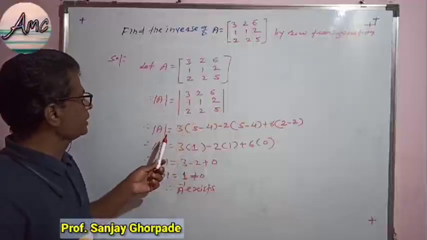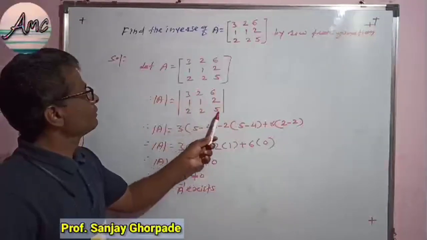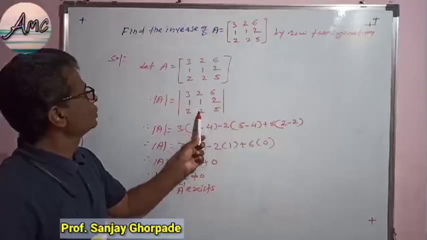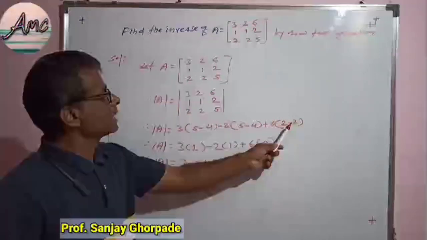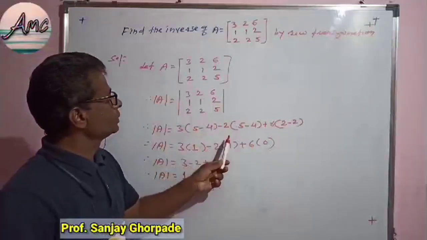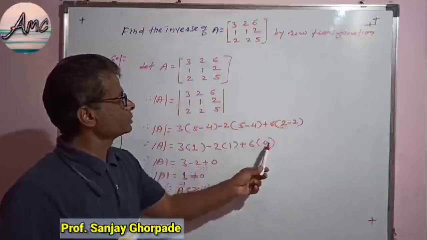Find the value of this determinant. So 3 into 1 into 5 minus 2 into 2 is 4, minus 2 into 1 into 5 minus 2 into 2 is 4, plus 6 into 1 into 2 minus 2 into 1 is 2. So 3 into 5 minus 4 is 1, minus 2 into 5 minus 4 is again 1, plus 6 into 2 minus 2 is 0.